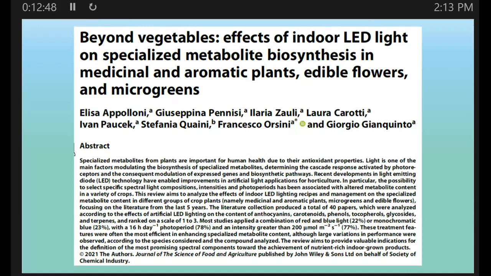So again, looking at both foods that we eat as well as medicinal plants. So lots of interesting work going on. Please read through these abstracts and be able to discuss what LED does. Give some basic examples, like nutritional quality or secondary metabolites, like that. So I think it gives us some things to think about.